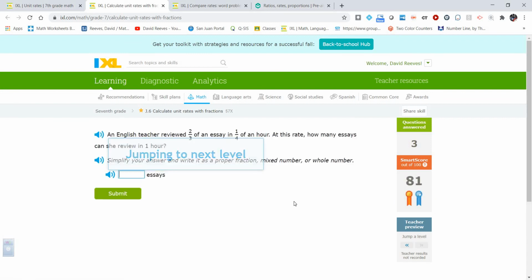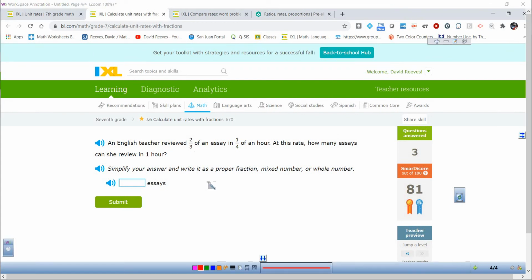All right. A fraction and a fraction. Now we're having fun here, aren't we? An English teacher reviewed 2/3 of an essay in 1/4 of an hour. All right. How many essays can she review in 1 hour? All right. So what are we looking for? We're looking for essays per hour, right? So the essay goes on the top and the hours goes on the bottom. So again, 2/3 divided by 1/4 is the same as 2/3 times 4 over 1. And what do we get? We get 8/3 of an essay.